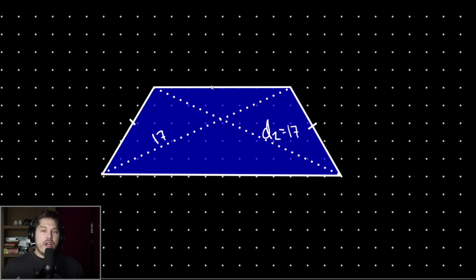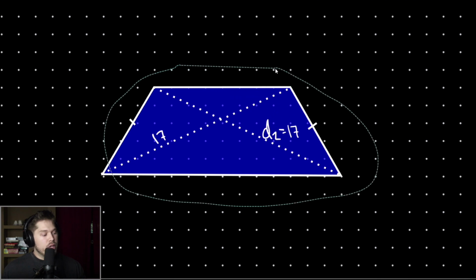If you have a problem asking for a diagonal length, 99 times out of 100, it's going to be an isosceles trapezoid, because isosceles trapezoids are the only type of trapezoids that have this property where the diagonals are equal to one another.